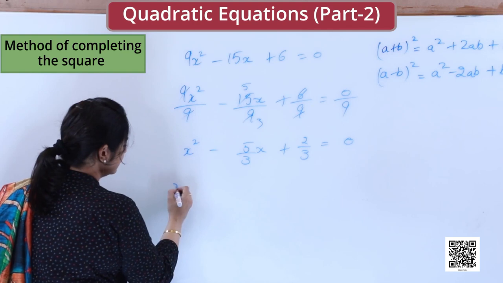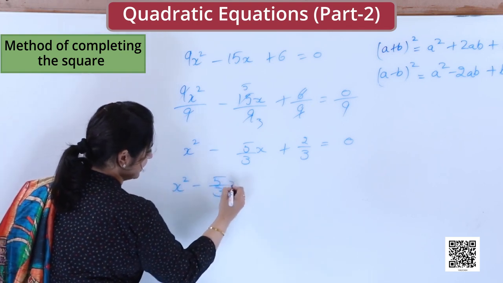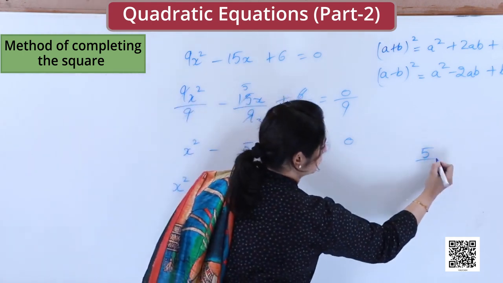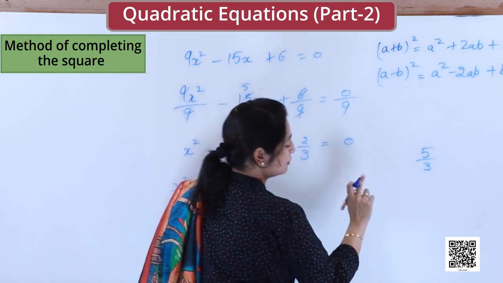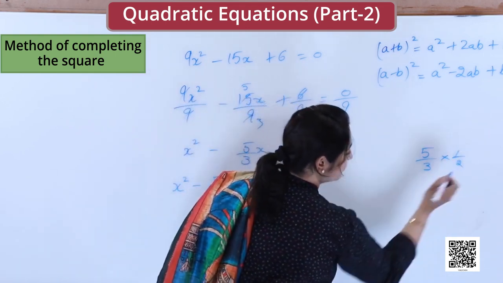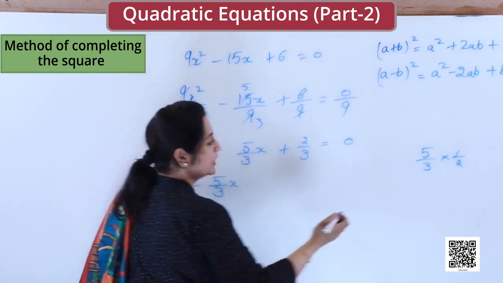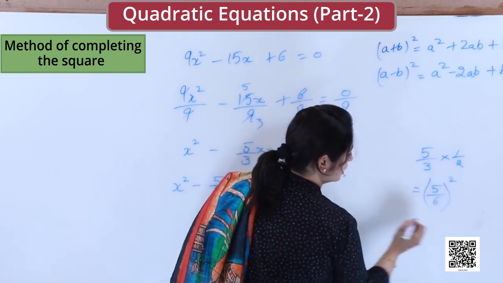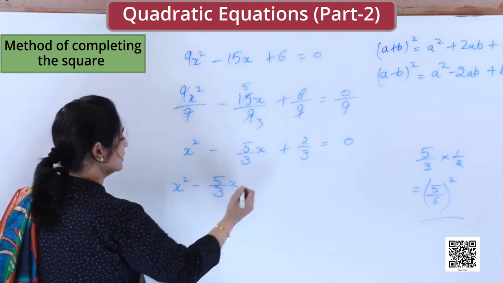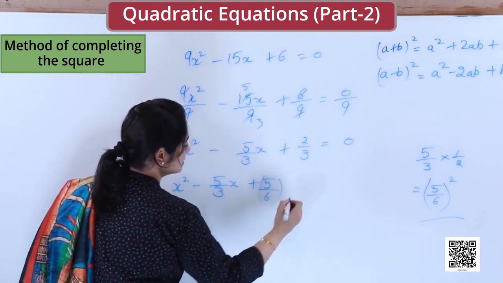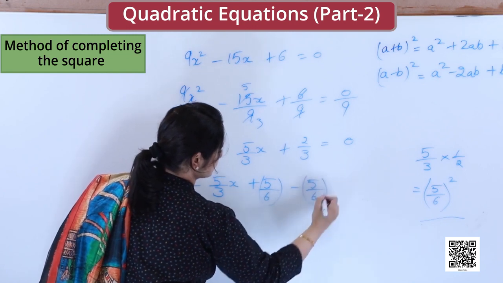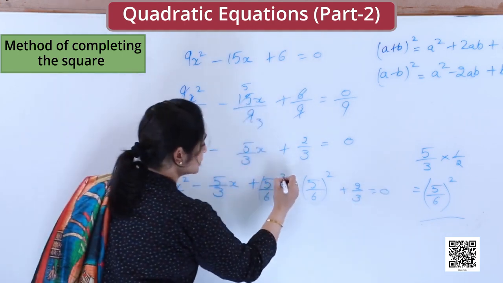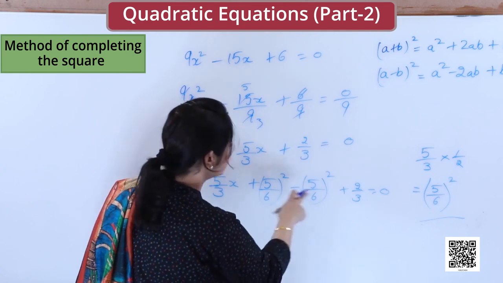So, again we can write x square minus 5 upon 3x like this only. Now, we need to look at b. b here is 5 upon 3. We need not take minus here. So, 5 upon 3 will be multiplied by 1 upon 2. Dividing by 2 means multiplying by 1 upon 2, and thus we will get 5 upon 6. And now, we will write its whole square. Now, this is the magic number. We will add it here once and then subtract it here. And rest of the equation will be same.